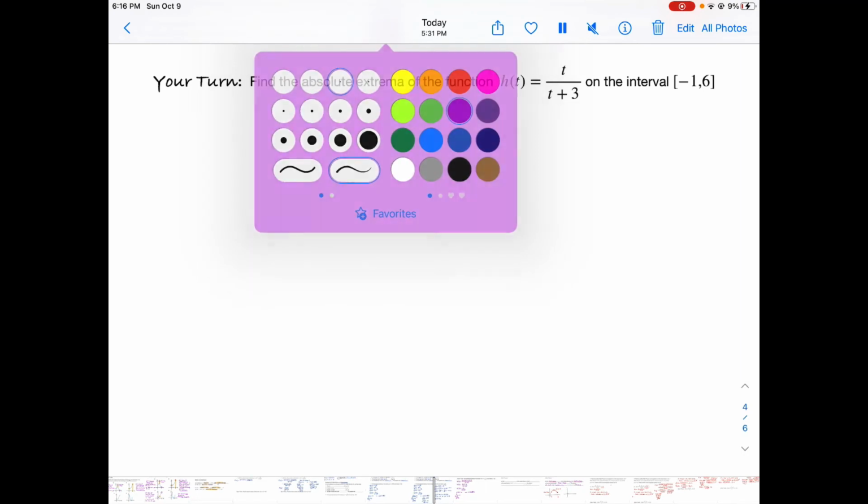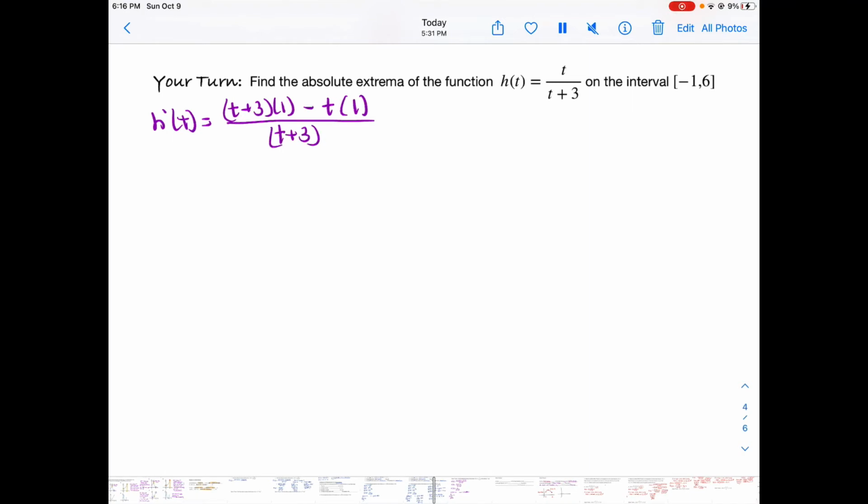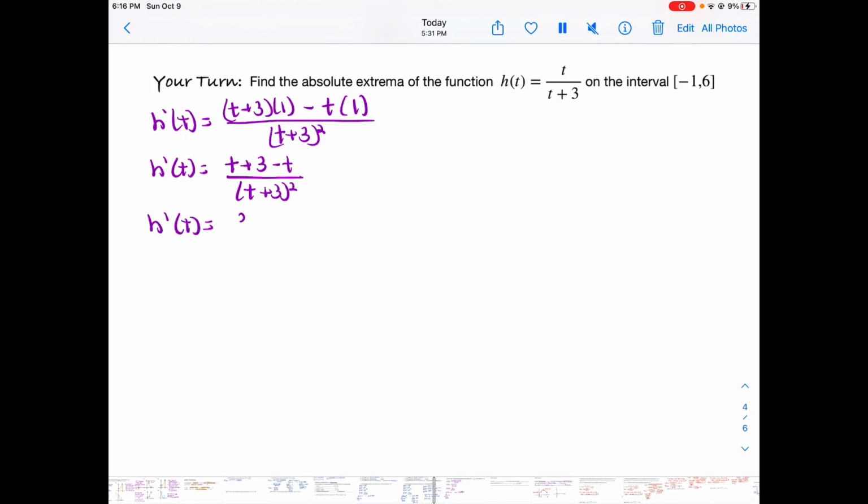All right, so we're going to try to find the absolute extrema of this function on the closed interval from -1 to 6. So we're going to start by differentiating h of x by using our quotient rule. Low d high minus high d low over low low. Simplifying that, I figure out that my derivative is equal to 3 divided by t plus 3 quantity squared.